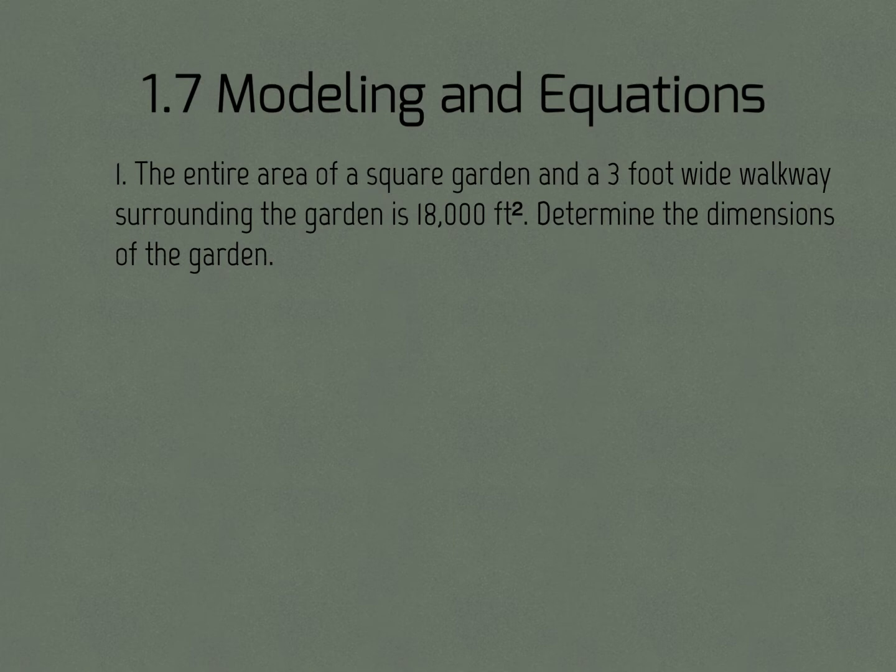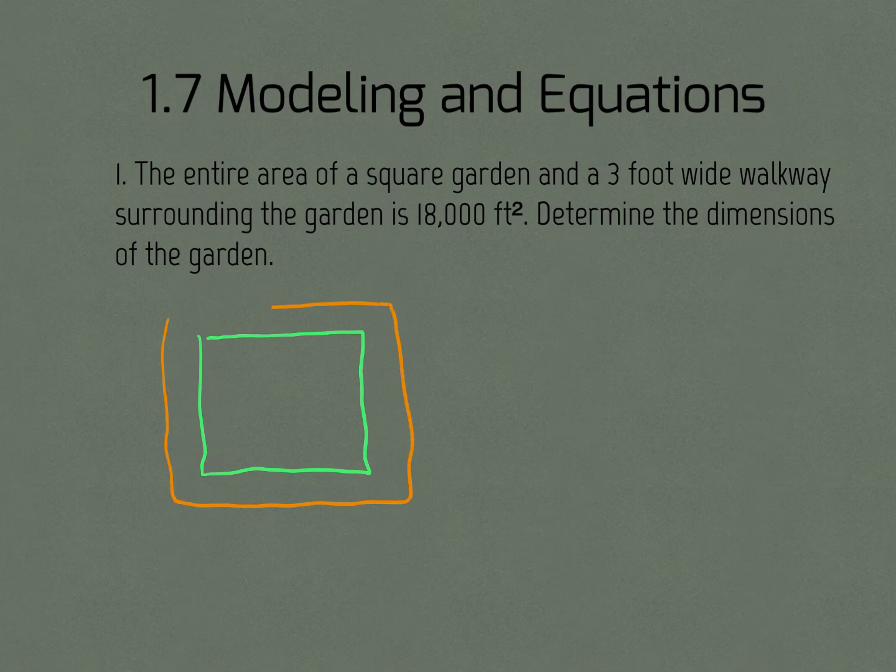And first you want to make a picture. So we've got a square garden whose dimensions we don't know, right? And then we've got this walkway around the garden that's 3 feet wide. So I'm gonna draw that in a different color here. So I know this distance there is 3 feet, which means that's 3, etc., right?